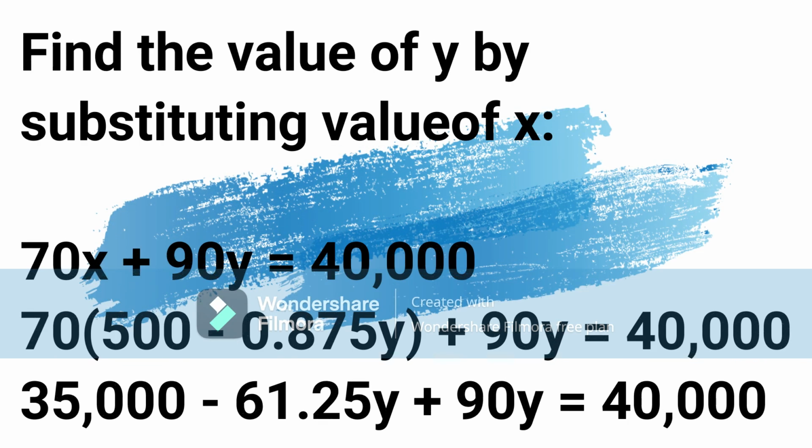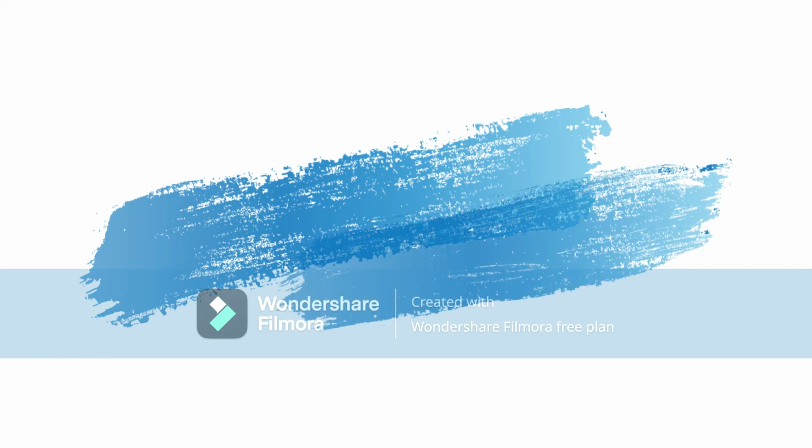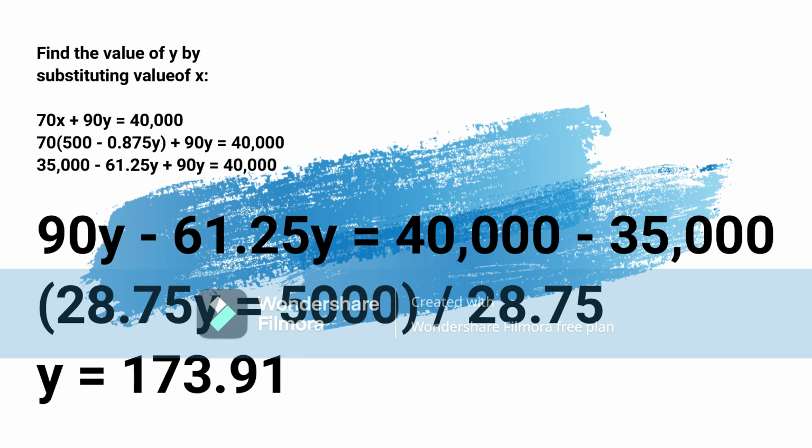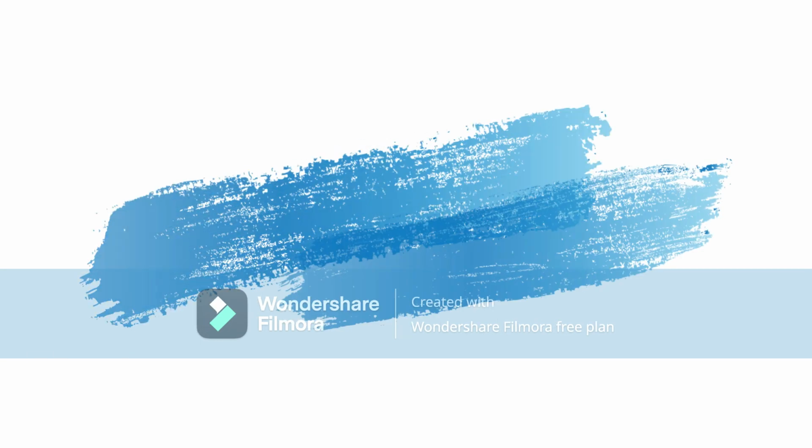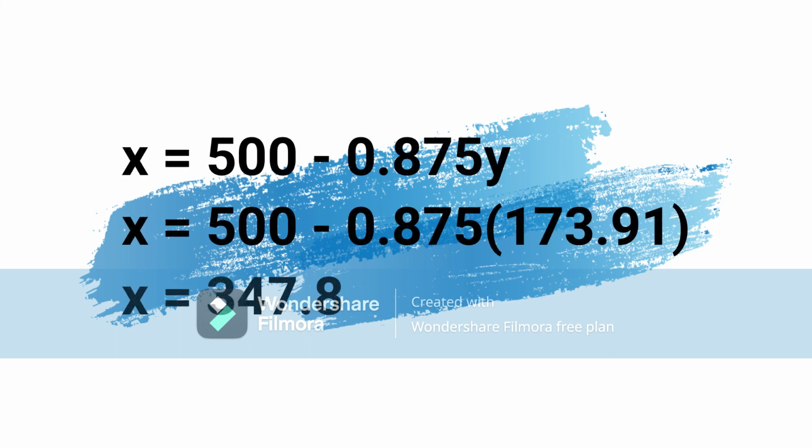Now let us substitute the value of x into our second equation and we get 70 multiplied by 500 minus 0.875y, plus 90y equals 40,000. Arranging and solving the equation, we get the value of y as 173.91. Finally, we substitute the value of y into our previous equation to get the volume for the large excavator. We now have x equals 500 minus 0.875 multiplied by 173.91 and we get the value as 347.8.